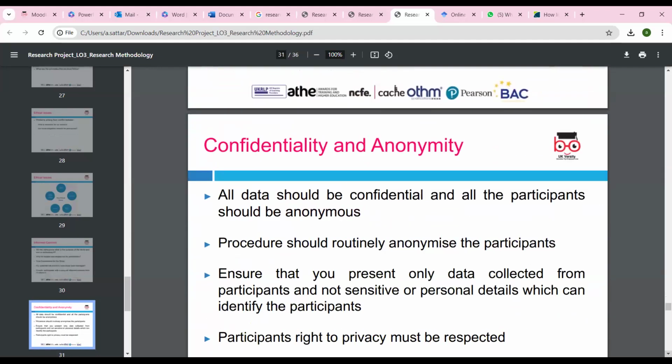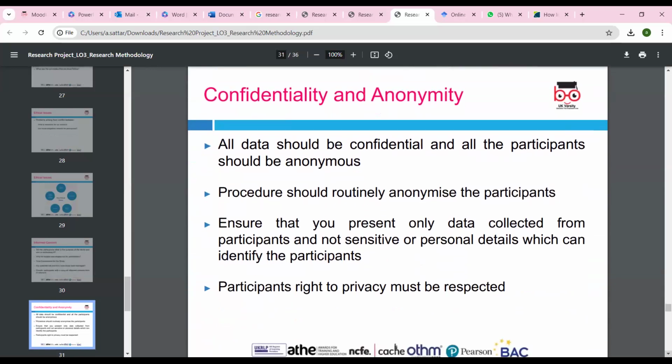That is very crucial. Then confidentiality and anonymity: all the data should be confidential, and all participants should be anonymous, not identified by particular names. We can say male, female, or give them a code. At the end of the day we just want to look at the views, not that person's views or this person's views. We want male views, female views, majority views, 10% of people, 15%, what they are saying.